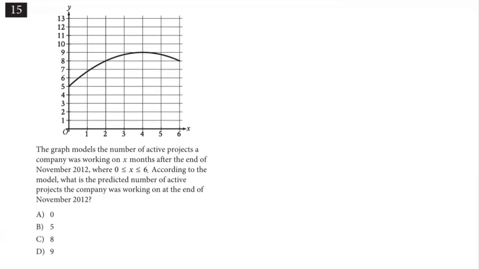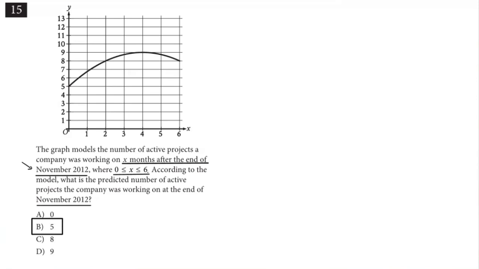Question 15. The graph models the number of active projects a company was working on x months after the end of November 2012. So it means this is where it all starts, where x is within 0 and 6, the domain of the given function. According to the model, what is the predicted number of active projects the company was working on at the end of November 2012? So it starts at November 2012. So 5 is the correct answer.